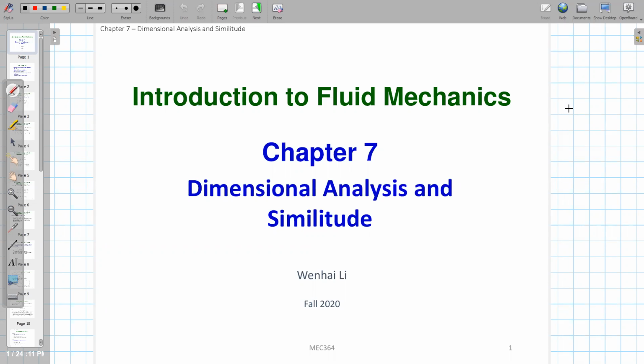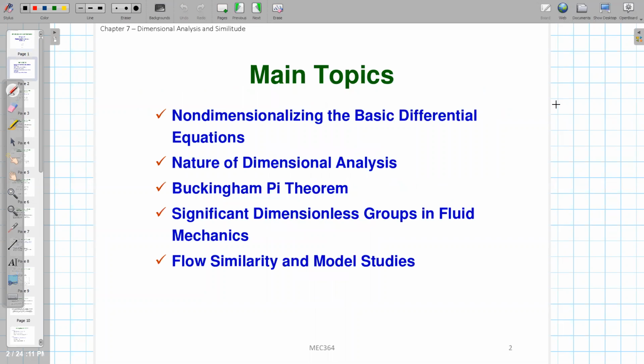So the topic of this chapter is to find those important dimensionless parameters we can use for fluid dynamics. Some parameters maybe you already heard about before, like the Reynolds number, like the Mach number, and so on. Okay, so let's move on. This is still on the first slide, just some basic introduction.